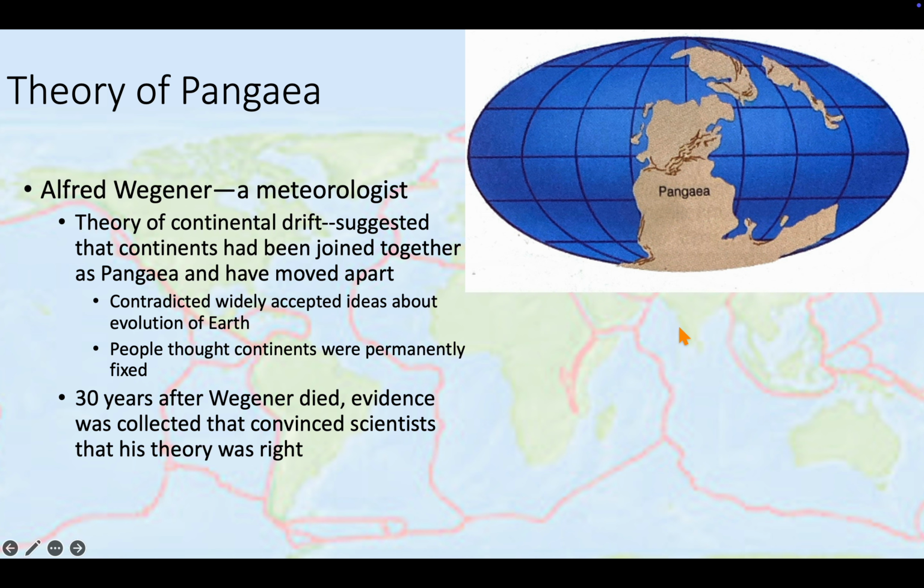Now, this contradicted widely accepted ideas about the evolution of Earth. People had other ideas. This did not support that. So people thought continents were permanently fixed, that they could not move, which, if you think about it from a logical standpoint, how are these giant land masses going to move? They're so massive. You had to have an explanation, and Wegener did not have the capability to explain what was causing it, and nobody believed him.